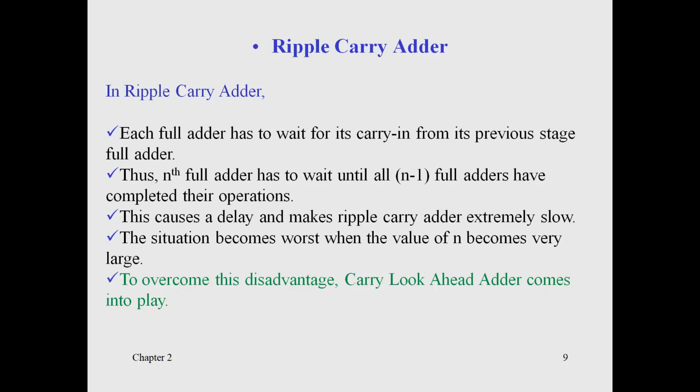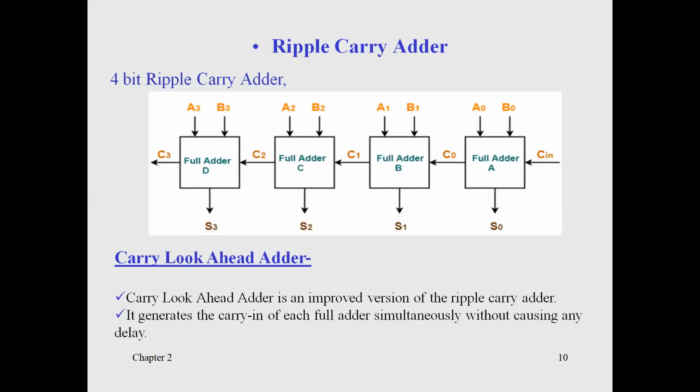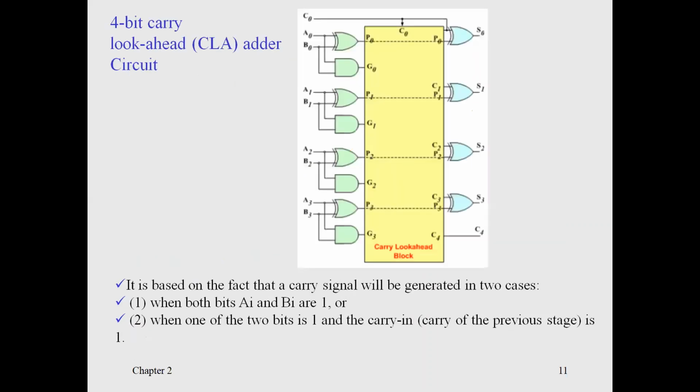So let us see how we will overcome this. You can see here a 4-bit ripple carry adder we discussed in the previous video. All the succeeding adder circuits are dependent on the previous carry, which makes it very hectic, and there is a lot of delay in getting the entire output. So let us now talk about the carry look ahead adder. The carry look ahead adder is an improved version of the ripple carry adder. It generates the carry in of each full adder simultaneously, without causing any delay. That's the key.